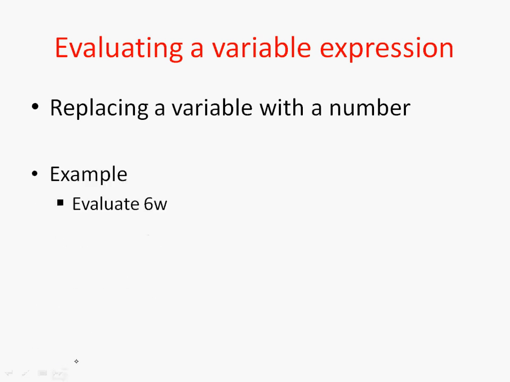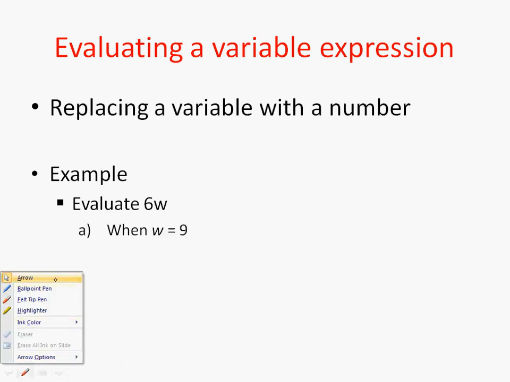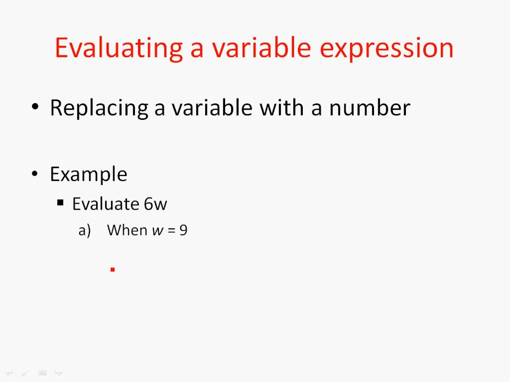So for example, if I want to evaluate the expression 6w, as you remember that means 6 times w, and if we want to do it when w equals 9, that means I'm going to take the 9 and substitute it for the w. So I have 6, and instead of w, I have 9. And then I just do the calculation, and the answer is 54.